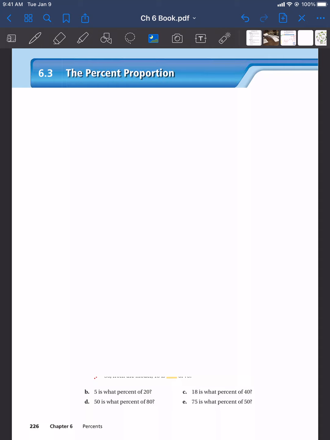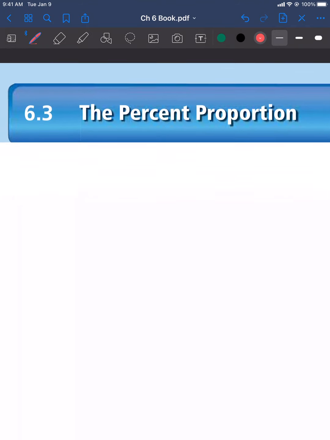Hi, 7th grade. Okay, so I want you to take notes, and the first thing I want you to write on your note is 6.3, the percent proportion. I'm going to write that at the top of your page.